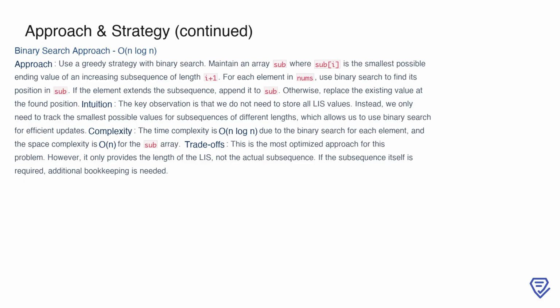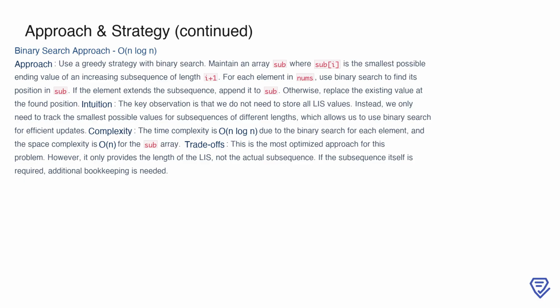For each element in the input array, we use binary search to determine its position in the subarray. If the element can extend the current subsequence, we append it to sub. Otherwise, we replace the existing value at the found position, ensuring that sub always contains the smallest possible values for subsequences of different lengths. The key insight here is that we don't need to store all LIS values, tracking only the minimal representation suffices. This dramatically reduces computation time while maintaining correctness.